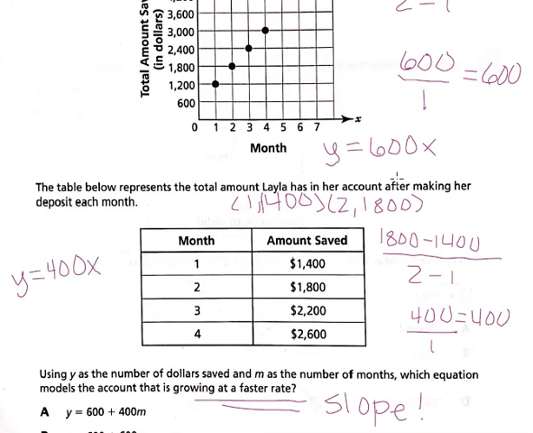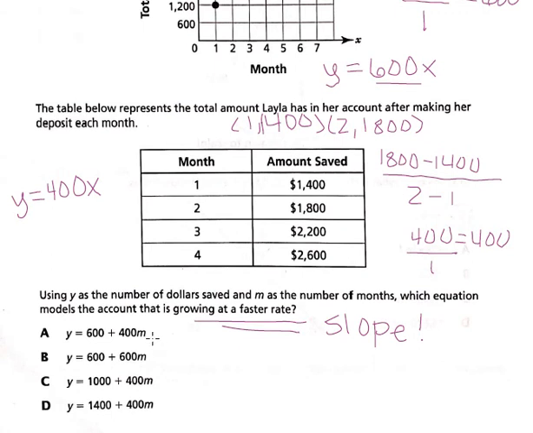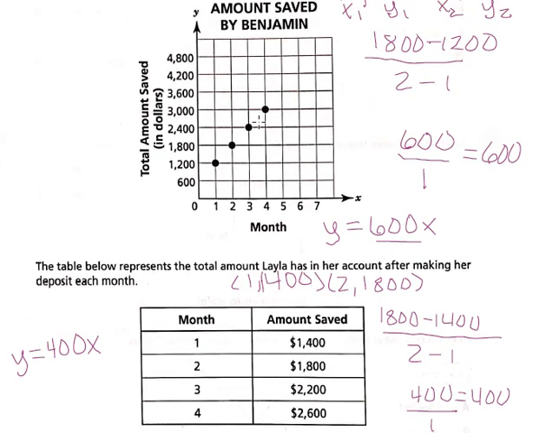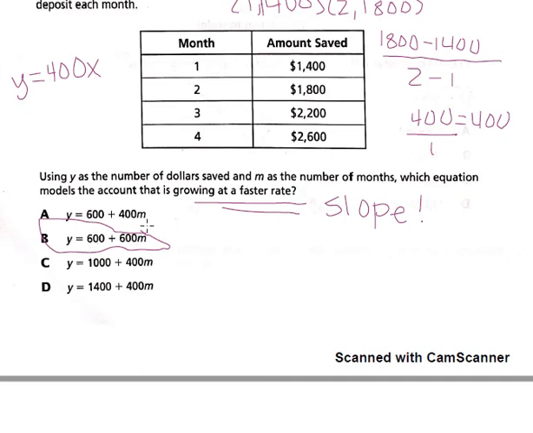If I want to answer this question, it's asking which one models the account that's growing at a faster rate. I need the one with the bigger slope. I've got 600 here, I've got 400 here. I already know my equation is going to have a slope of 600, so let's go look. The only one that has a slope of 600 is answer choice B. But let's go back to this. We'd have a point right here, a y-intercept of 600, so B would be 600x plus 600. You look at your answer choices, and that's what we already selected.